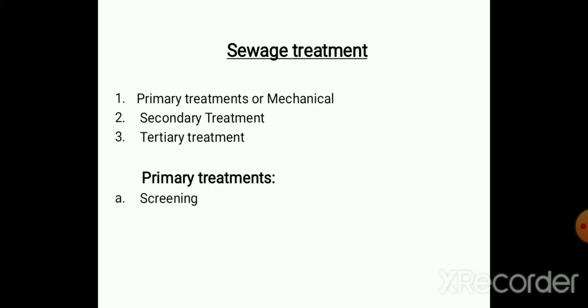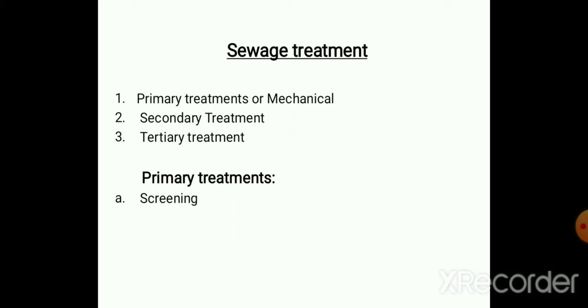In this screening, it is a physical process of removing large suspended or floating matter in the sewage. We can use bar screens and mesh screens here also, which retain the matter while allowing the sewage water to pass through them. By this method, we can remove the impurities which are present in this sewage.